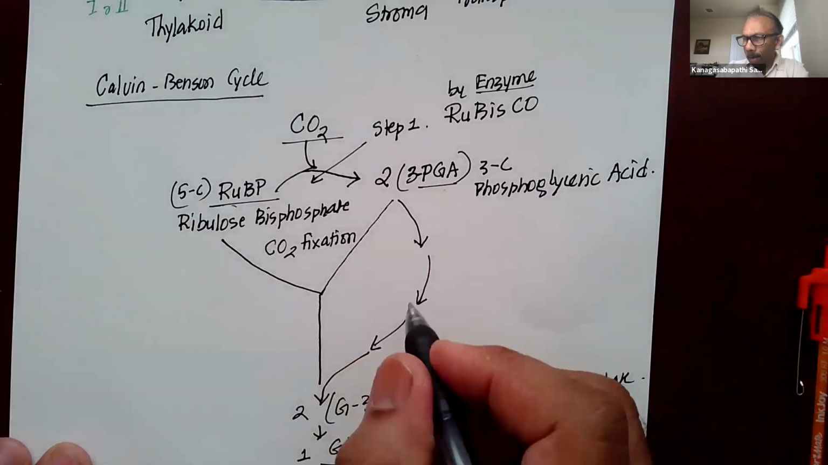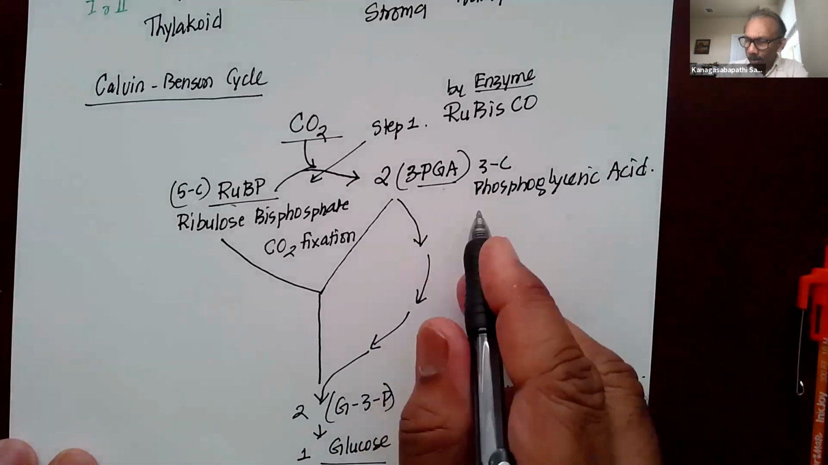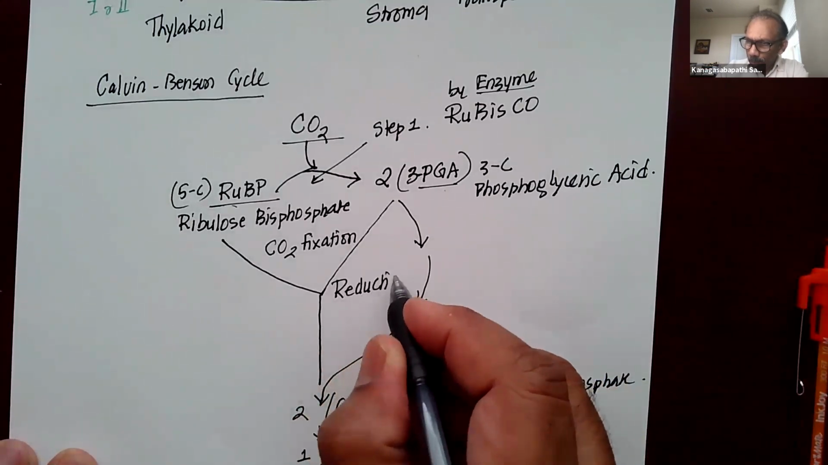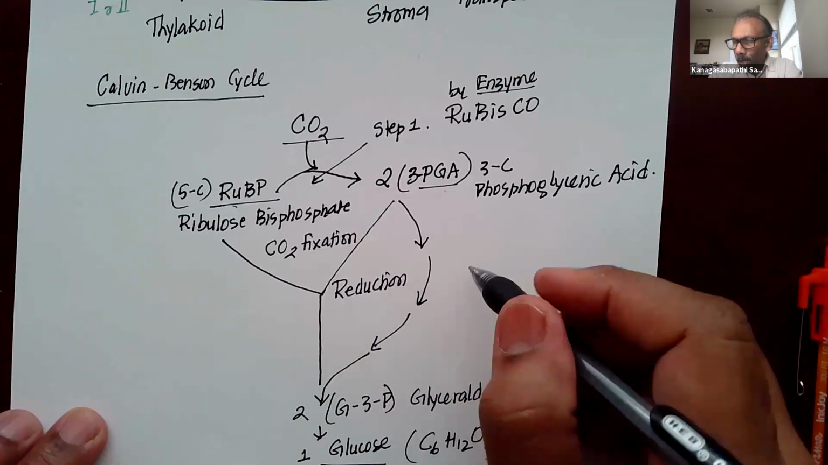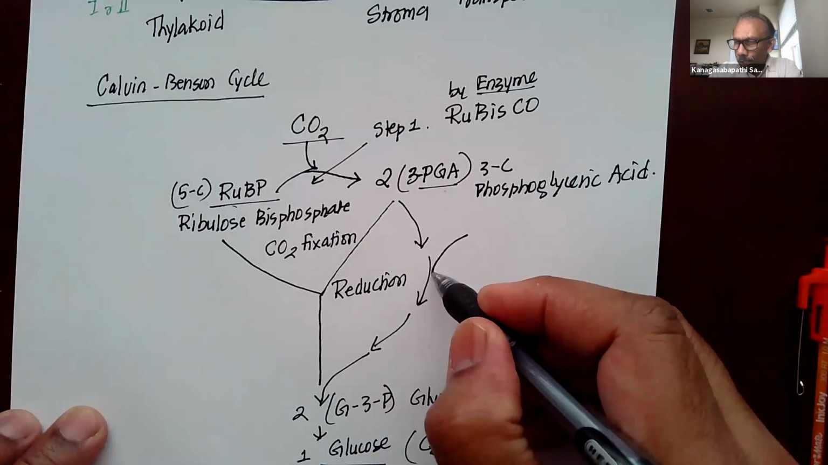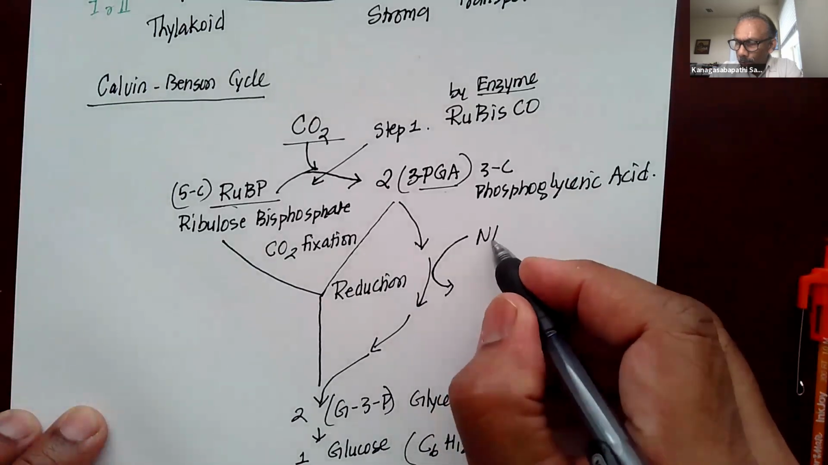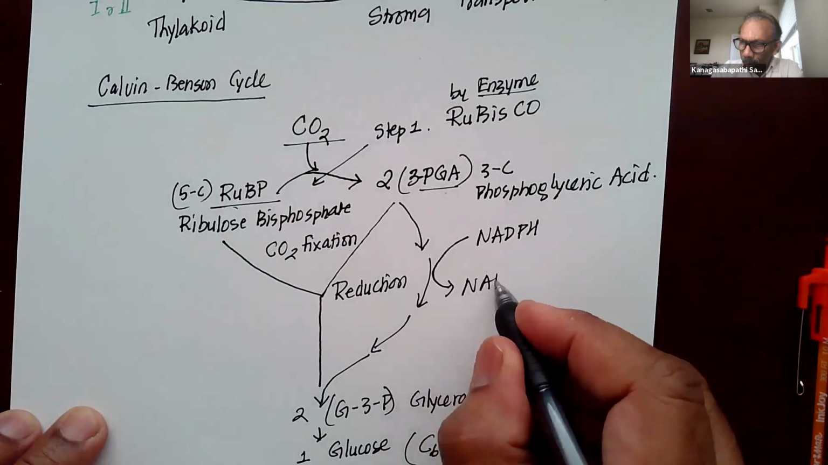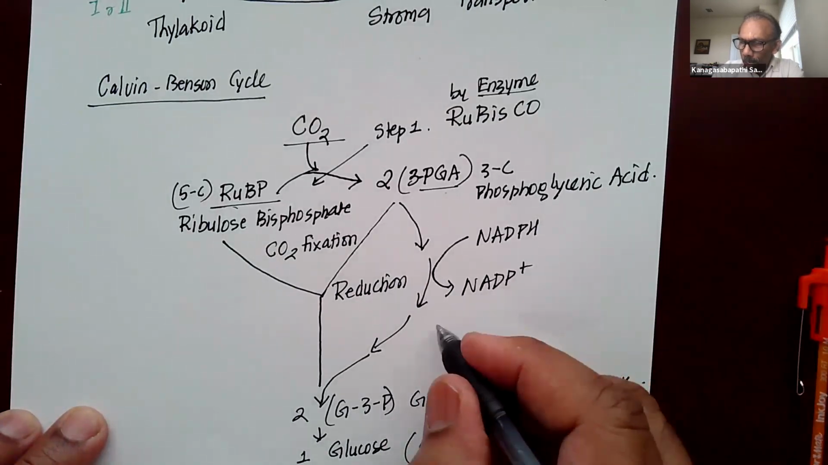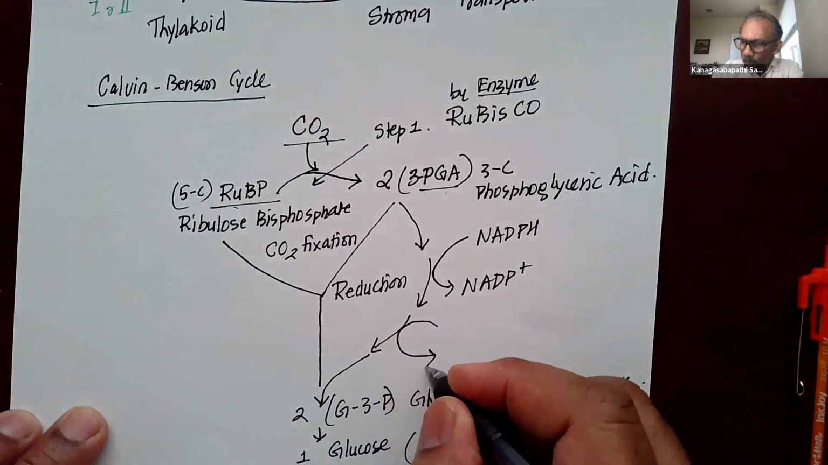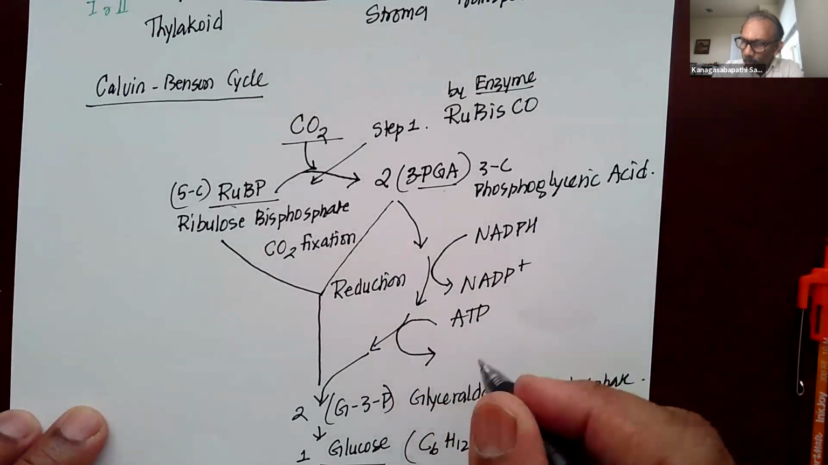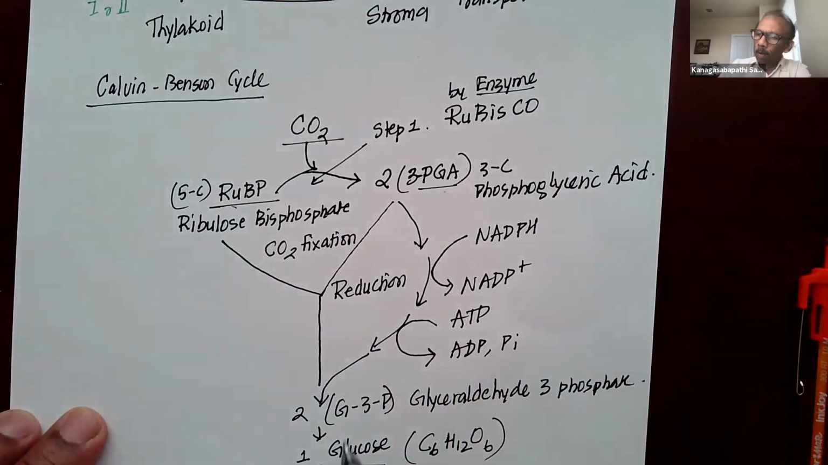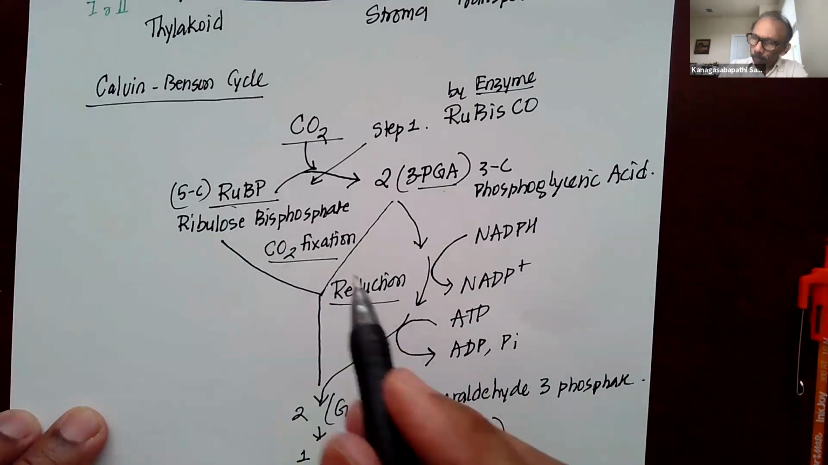So this step of reducing this acid to an aldehyde, this phase is called reduction. This is where the NADPH is used to reduce this, and it becomes NADP plus. And this is an endergonic process. ATP is used, and that becomes ADP and Pi. That's where the ATP and NADPH are used.